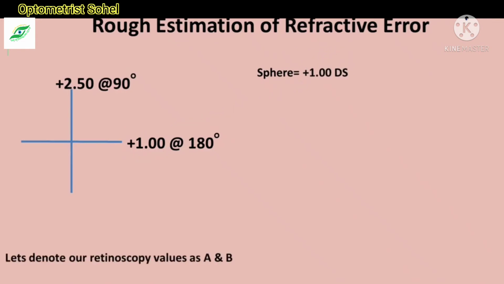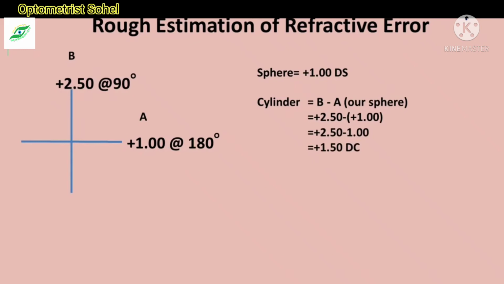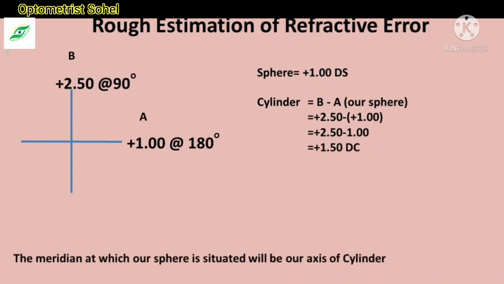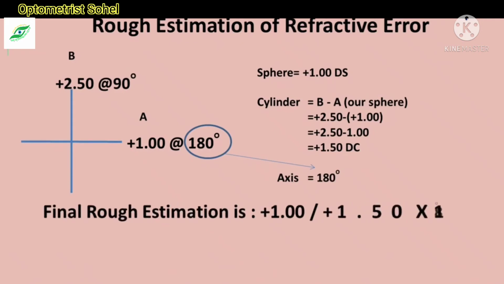Let's denote our retinoscopy values as A and B. Cylinder power equals B minus A. The meridian at which our sphere is situated will be our axis of cylinder. Axis equals 180 degrees. Final rough estimation is +1 with +1.5 at 180 degrees.